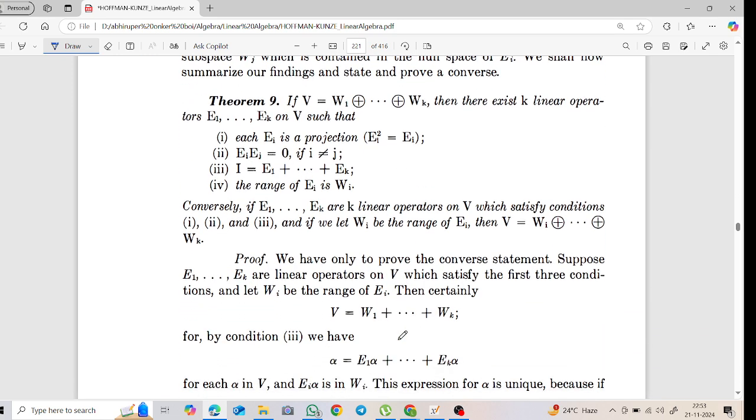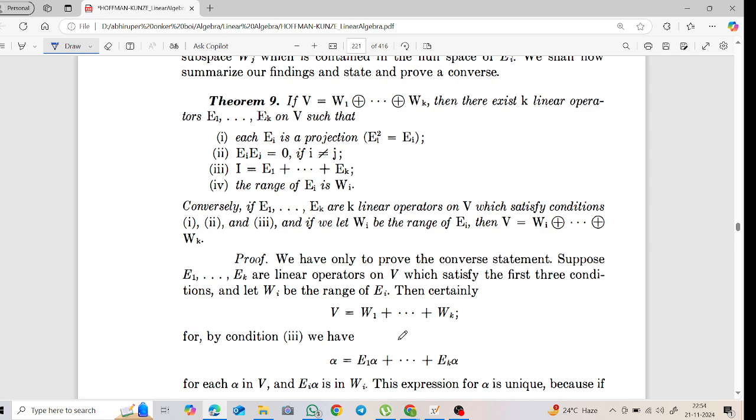So suppose V is W1 direct sum up to Wk, then there exist k linear operators E1 to Ek on V such that each Ei is a projection, Ei squared equals Ei, and Ei Ej is 0 if i is not equal to j, I is the summation E1 to Ek, and the range of Ei is Wi. So they are saying if V is a direct sum of k linear subspaces of itself, then there exist k projections which satisfy all this.